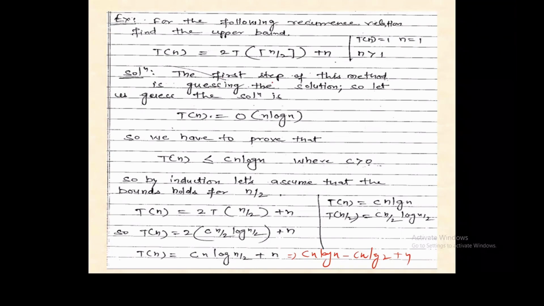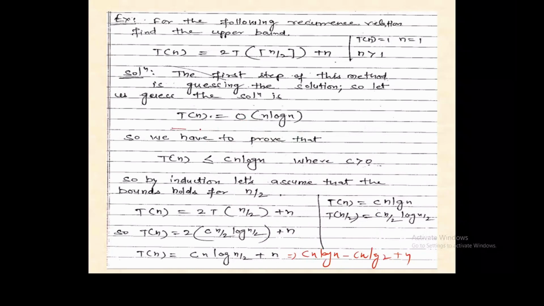So in the first step of this method, we simply need to guess the solution, and we are defining the upper bound here. So assume that the solution is T of n equal order of n log n. For the upper bound, we will use the big O notation.